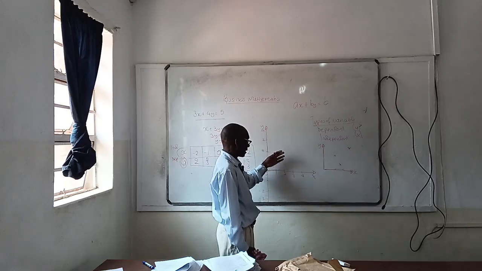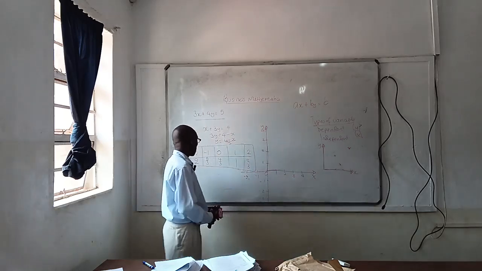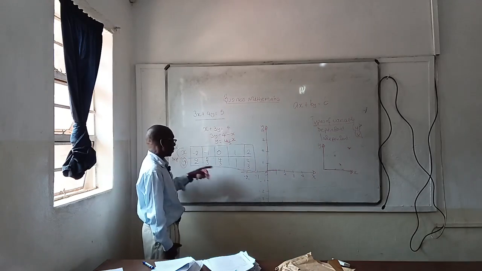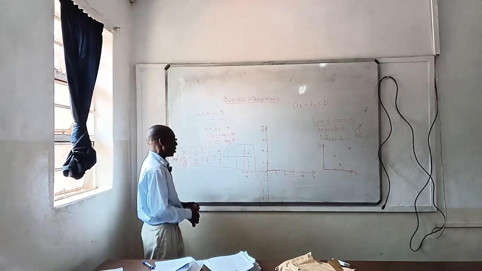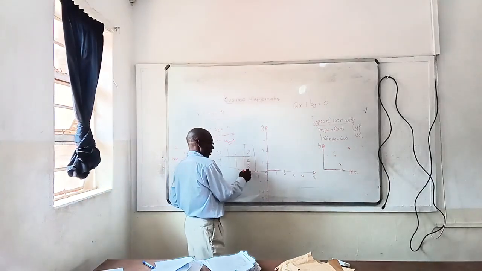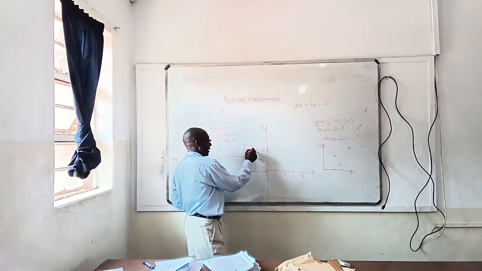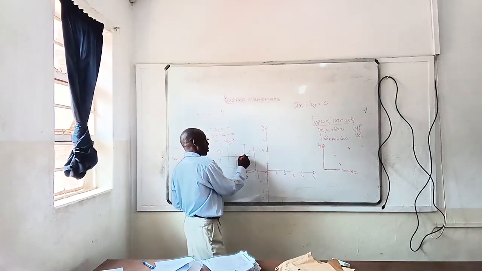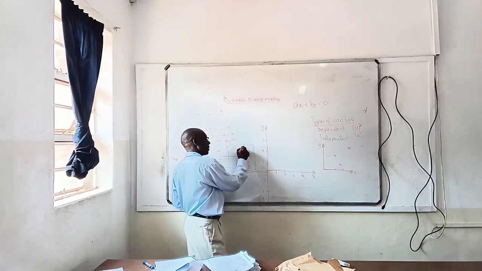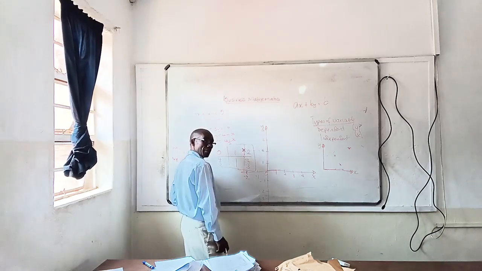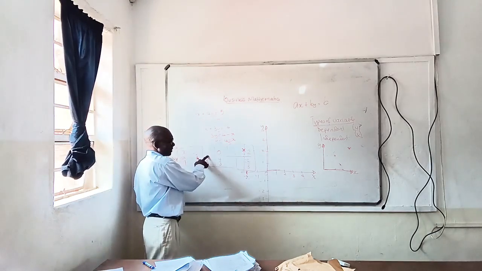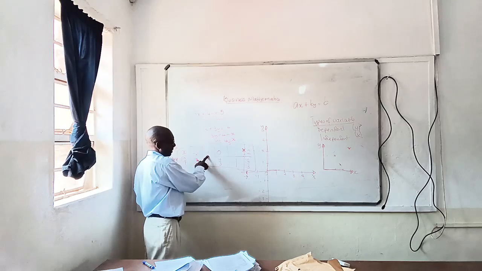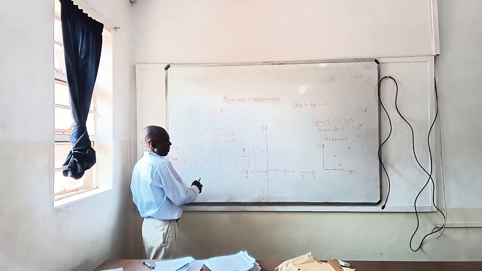Now, let's look at when x is negative 2. When x is negative 2, y is going to be 2. Negative 2 is here, and 2 is here. So the point is here. Clear? When x is negative 1, it is this one, right?